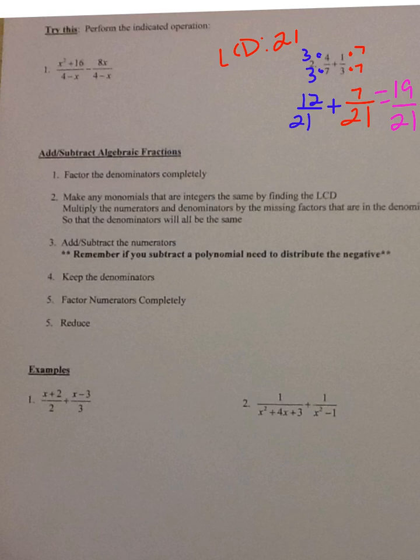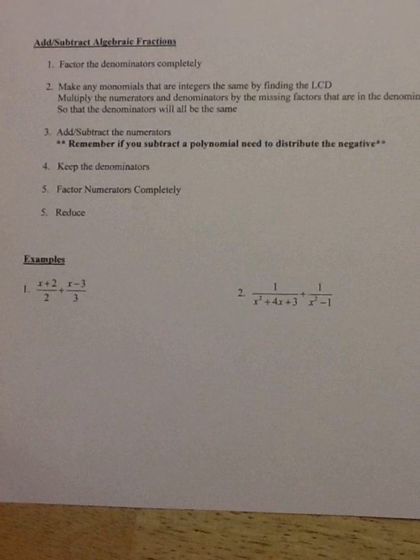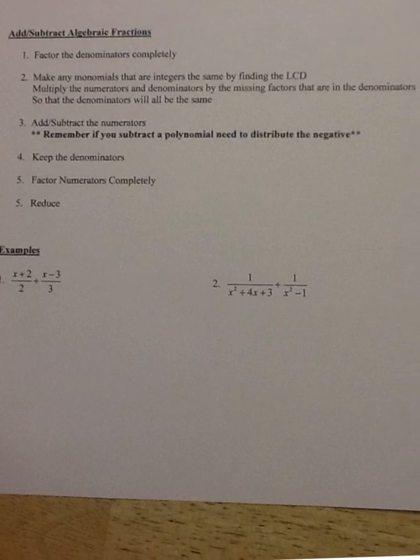Alright, so now we're going to do the same thing, but with algebraic fractions. Let's look at the steps here. The first thing is you're going to factor the denominators completely. Right now you only worry about the denominators. Now you have to get the denominators to be the same. Make any monomials that are integers the same by finding the LCD, just like what we did in the try this. Now for your factors, you're going to multiply the numerators and the denominators by the missing factors that the other denominators have, so that the denominators will be the same.